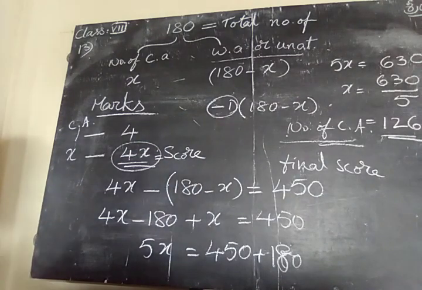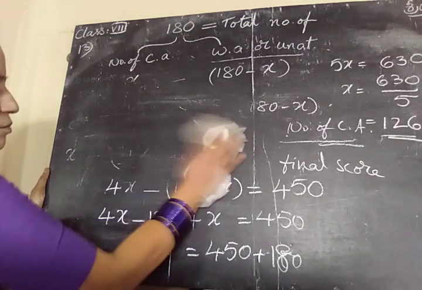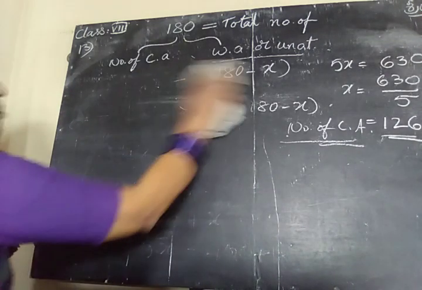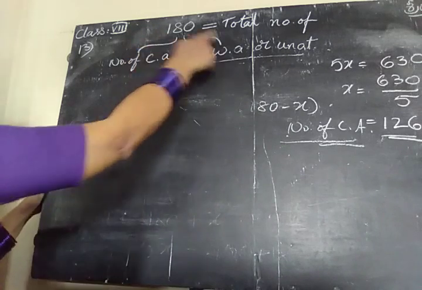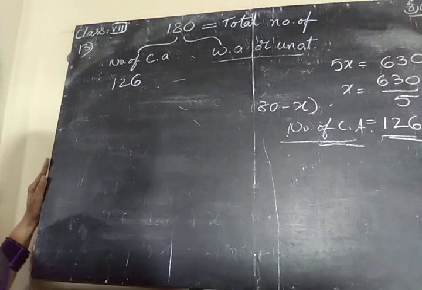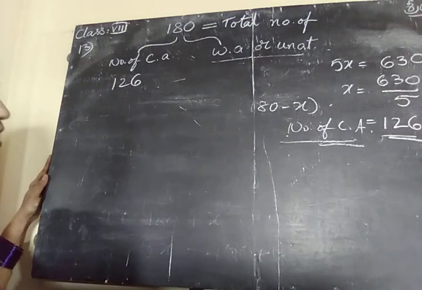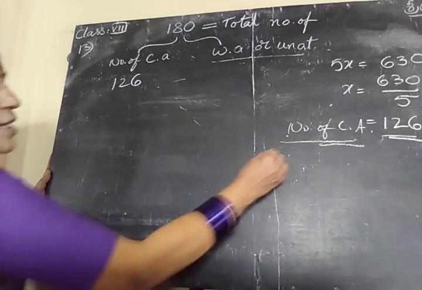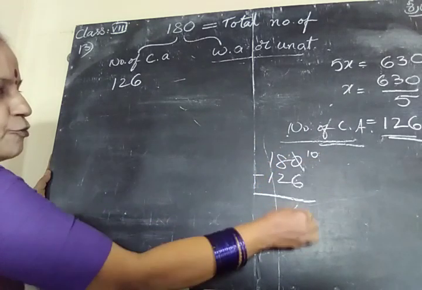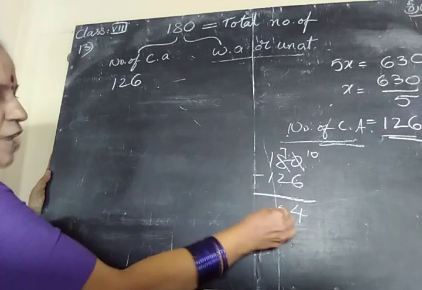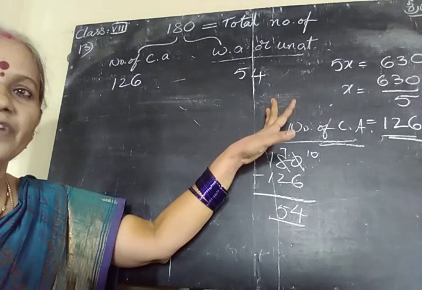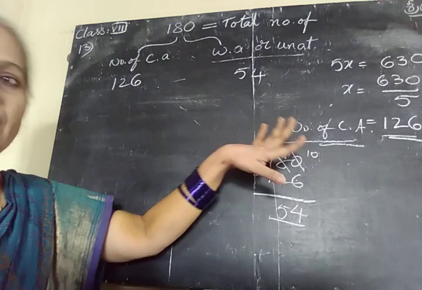Now you can check it. Total number of questions is 180. He answered 126 correctly, so how many wrong? 180 minus 126. 10 minus 6, 4. 7 minus 2, 5. That is 54. These 54 questions, few are wrong, few are not attempted.